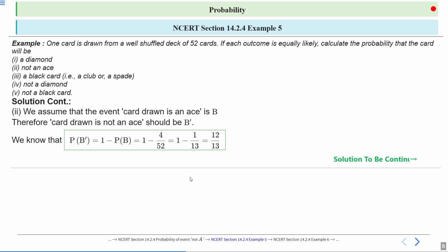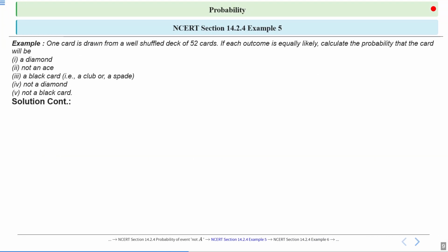So now we will find the probability that the card will be a black card. Let C denote the event: card drawn is a black card. So how many black cards are in a well shuffled deck of 52 cards, students?